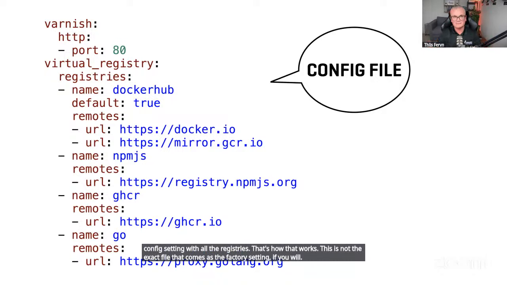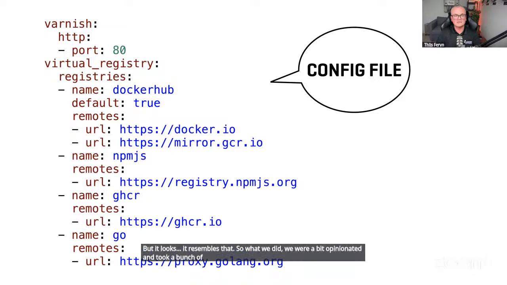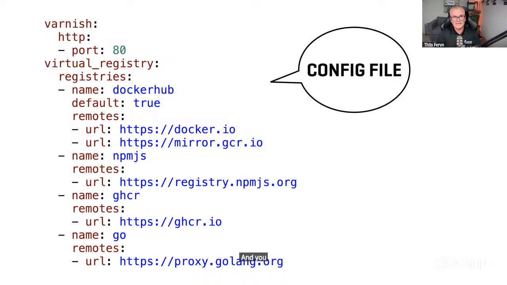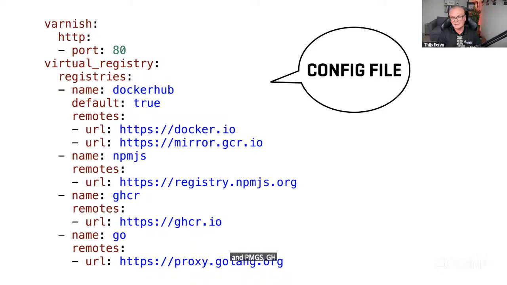This is not the exact file that comes as the factory setting, if you will, but it resembles that. So what we did, we were a bit opinionated and took a bunch of registries that a lot of people use and put them in there. And you give a registry a name, and that name, that key, as you can see, Docker Hub, npm.js, GHCR, Go, and many others, will be the subdomain that we match on. So you saw me do npm.js.localhost. Well, that matches that registry automatically.